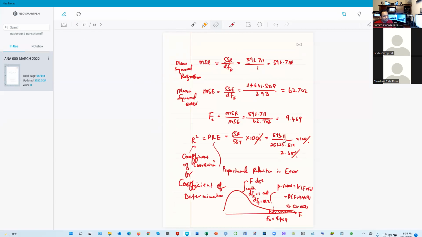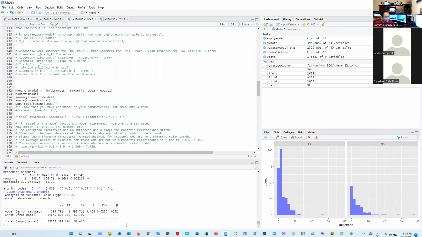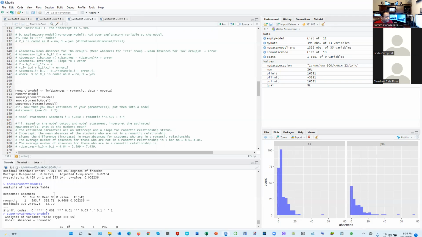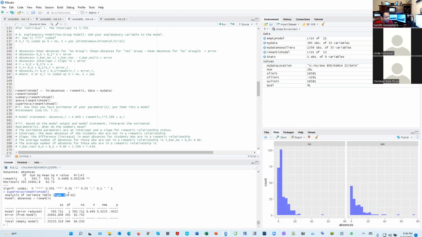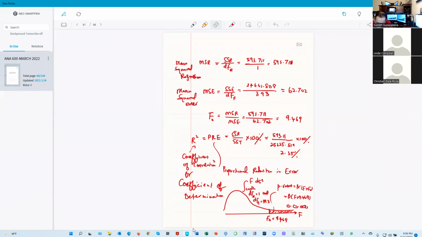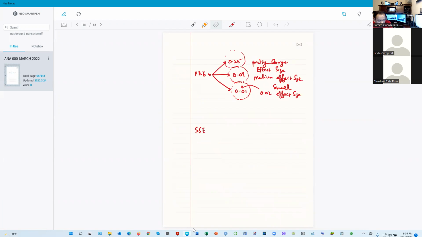That's what they are explaining over here, throughout this whole thing. Then we can talk down the road about why it says type 2 SS. There are 3 types of SS as well. Here, this SS and this SS get added to this one, but there are some other sums of squares that do not add to this one. There are type 1, type 2, and type 3. You're going to learn about that in the next class.